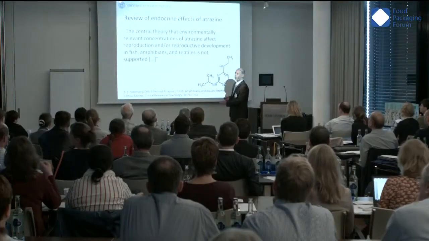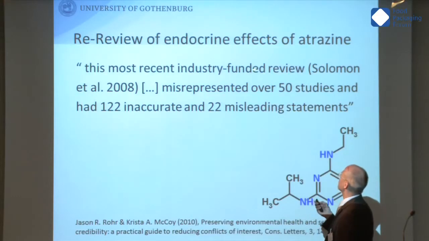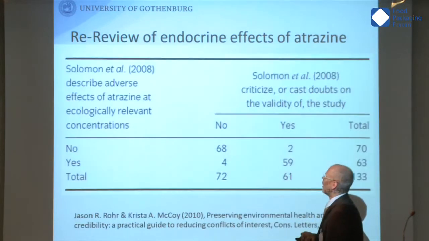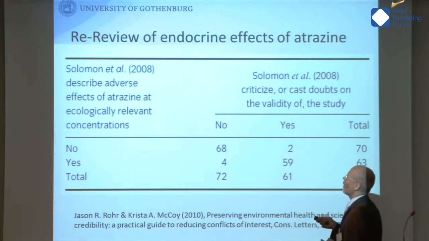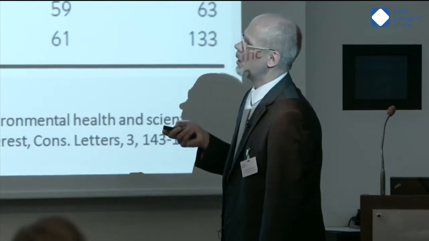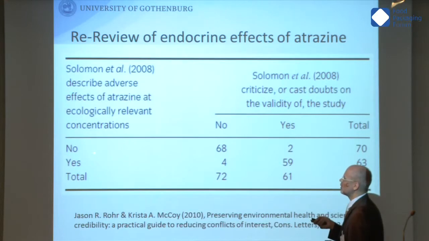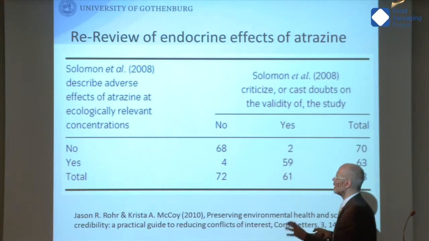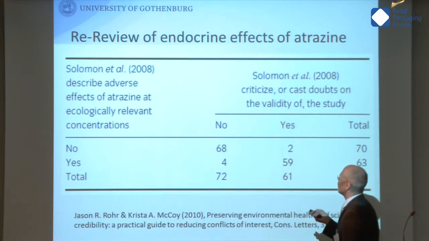Two years later, that review was re-reviewed, with the conclusion that the most recent industry-funded review misrepresented over 50 studies and had 122 inaccurate and 22 misleading statements. And that's the central table here. I'm not going into too much detail, but what you can see is that when Solomon et al. concluded there are no effects of atrazine on endocrine endpoints, no effects at ecologically relevant concentrations, then what we see here is that Solomon et al.